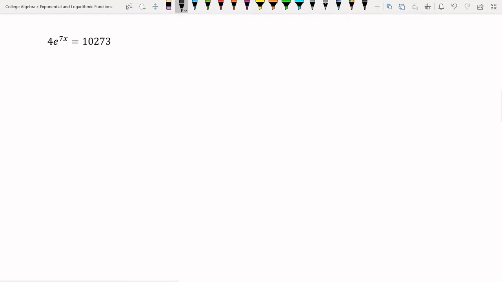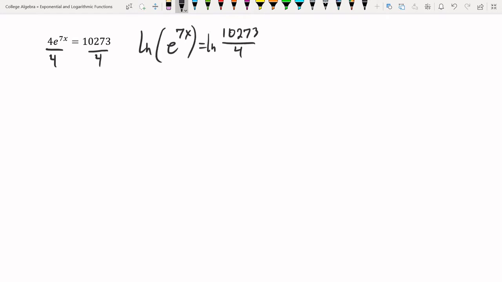Okay. For this one, we just want to get x by itself. This one's actually a little bit simpler in its solving, I think, because the first step would be to divide by 4. We have e to the 7x equals 10^273 over 4. And then to get x by itself, we're going to take the natural log, which is the same thing as a log base e, because those cancel. And now we have 7x equals the natural log of 10^273 over 4.